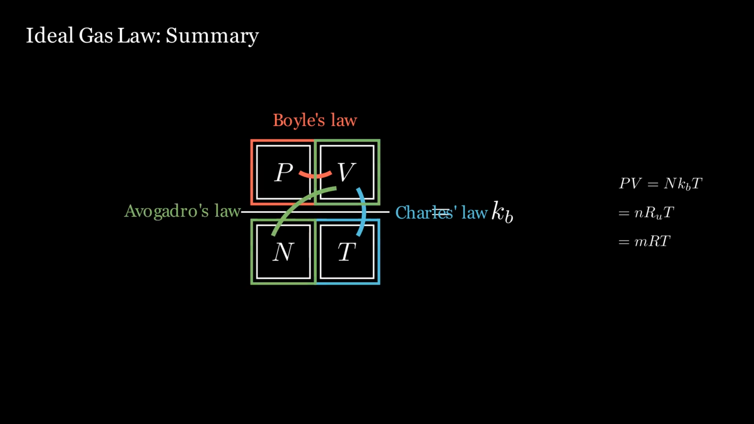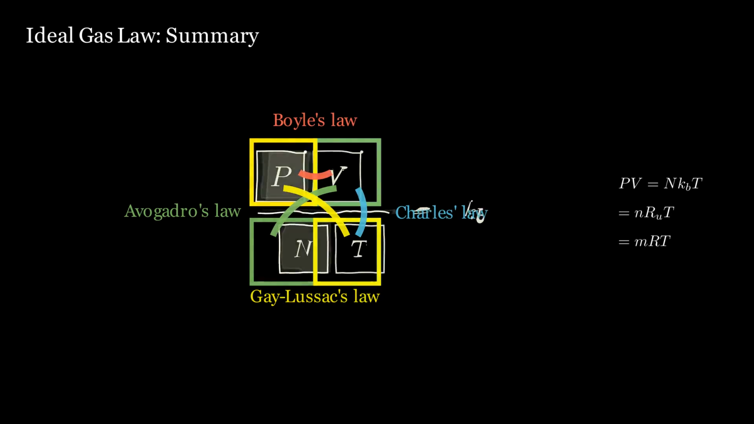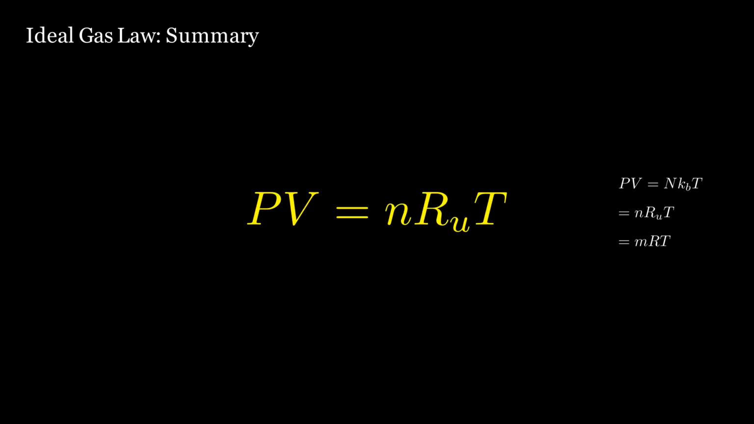Avogadro's law shows that volume is proportional to the number of molecules when pressure and temperature are held constant. Finally, Gay-Lussac's law connects pressure and temperature directly when volume and number of molecules stay constant. Together, these four relationships form the complete picture. All four gas laws are unified in the elegant equation we see here. These three forms represent the same fundamental relationship.